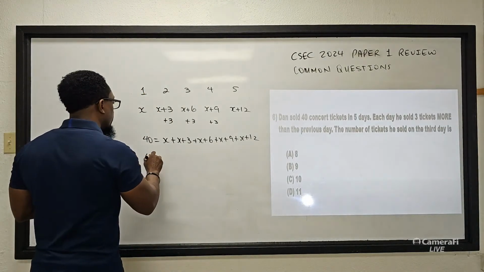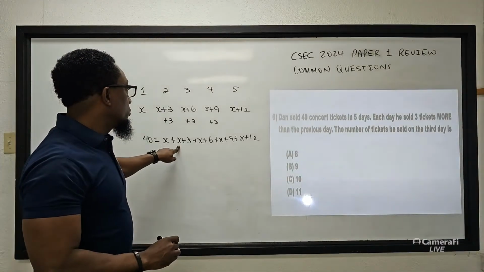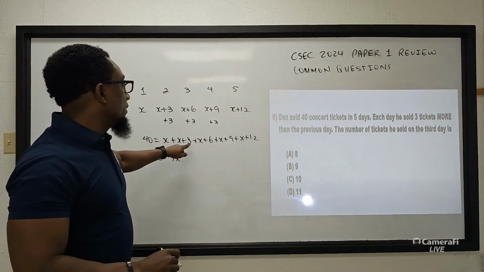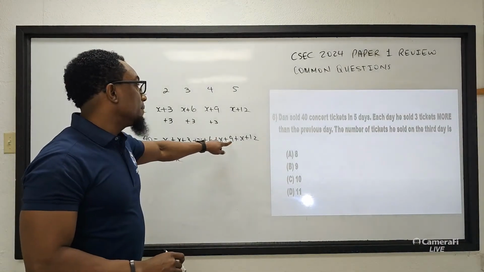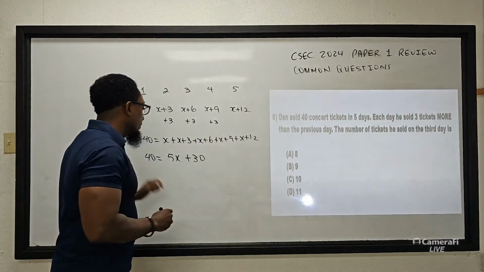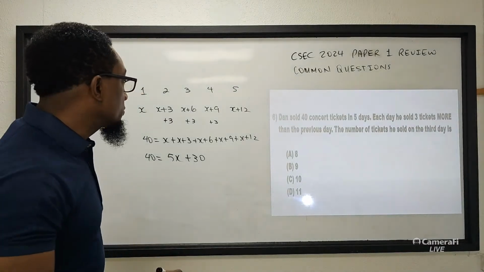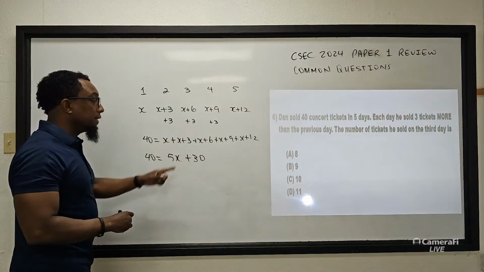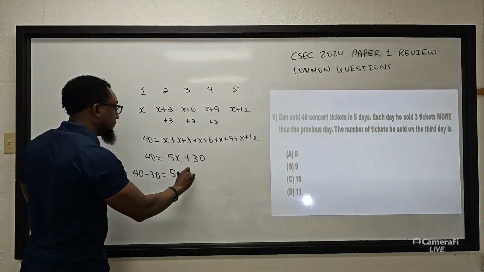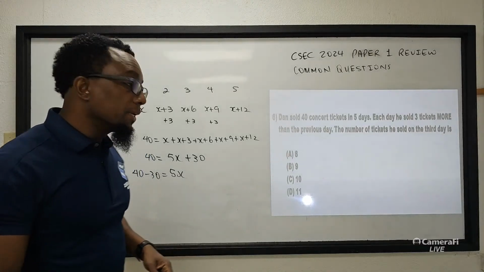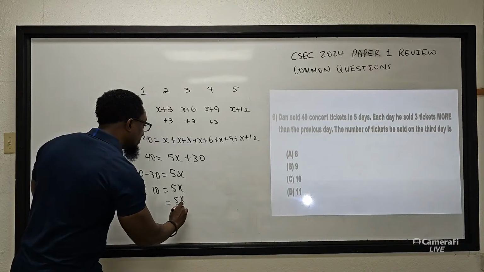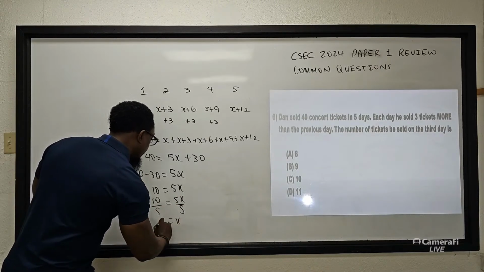So this is 40 is equal to 1, 2, 3, 4, 5 x's, so that's 5x. This is 3 plus 6 is 9, 9 plus 9 is 18, 18 plus 12 will give us 30. And what we can do here is find X by simply transposing. I'll take my plus 30, I'll put it on the left, so this becomes 40 subtract 30 is equal to 5x. 40 subtract 30 will give us 10 is equal to 5x, and then I can divide both sides by 5, so I'm going to get x as 2.